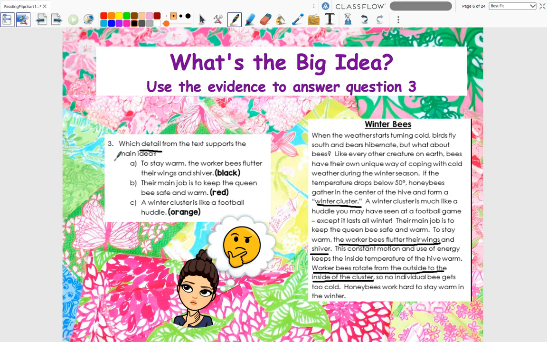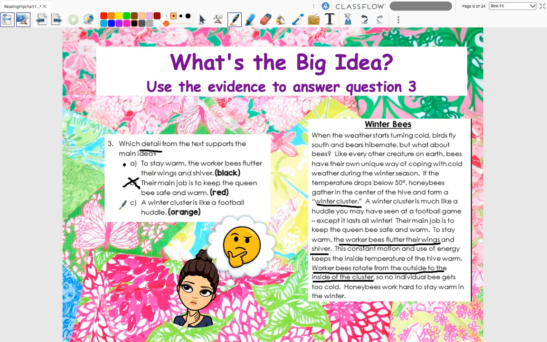A, to stay warm, the worker bees flutter their wings and shiver. Does that match one of our details? It sure does. So I'm just going to put a dot so I know to revisit it. Okay, let's look at B. Their main job is to keep the queen bee safe and warm. Is that one of our main ideas about the way they help to stay warm? No, it's in here, but remember, it was all about how they stay warm. Okay, so B would not be the best answer choice for number 3.